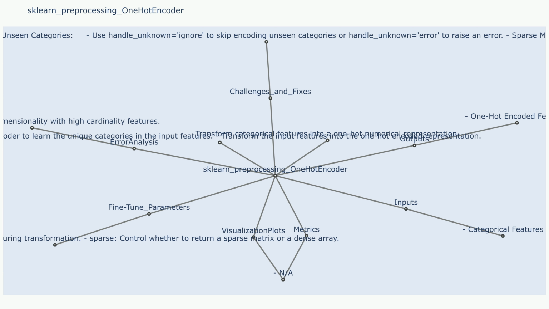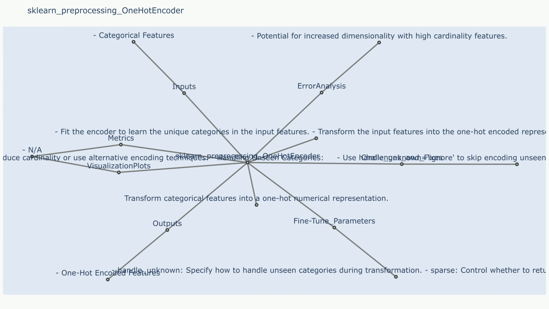Inputs. Input 1. Explain in detail input data, typically in the form of a NumPy array or pandas data frame, where categorical features are represented as strings or integers. Input 2. Explain in detail handle unknown. Ignore, default, to handle unseen categories during testing, or error to raise an error.